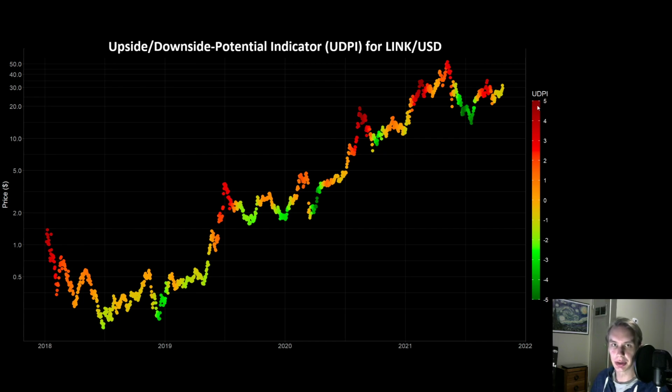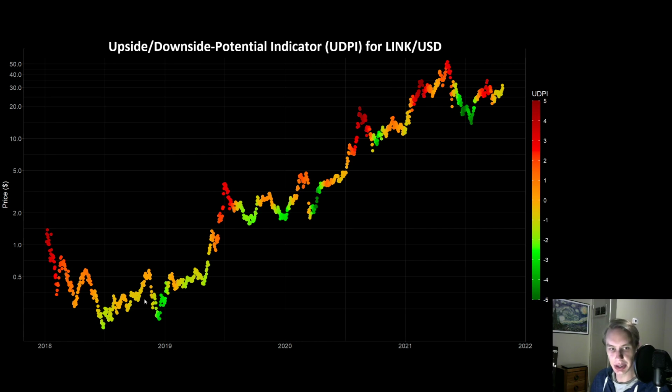The risk model that we use is called the upside downside potential indicator. It's a model that we've created here at Upside Down Data. It ranges from 5, which signals high risk, that the upside potential has been tapped out and there's much more downside potential at that given point in time, and -5 indicates low risk, when the upside potential far outweighs the downside potential.